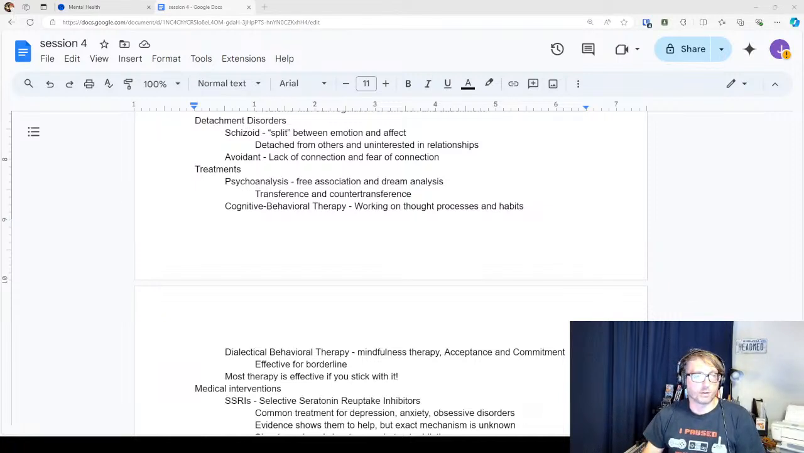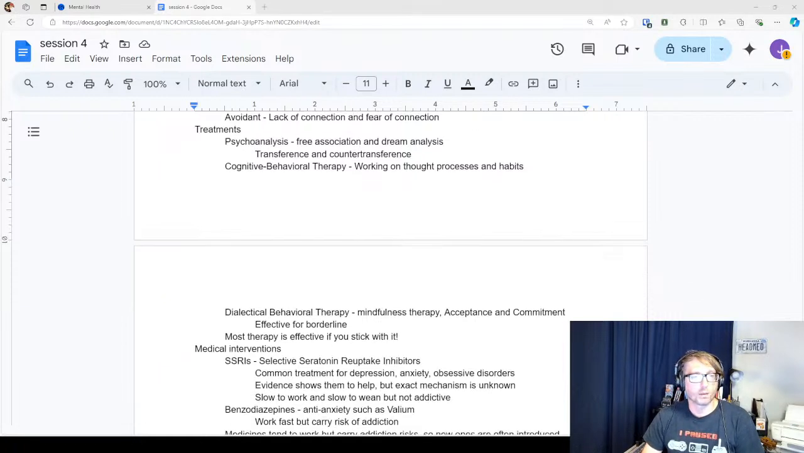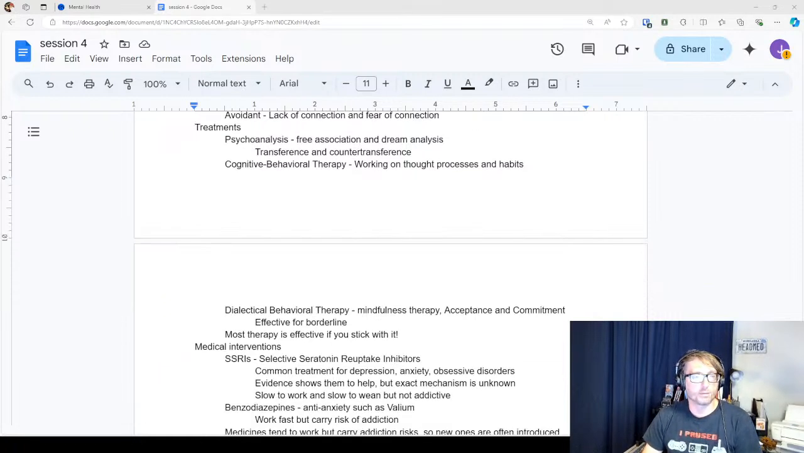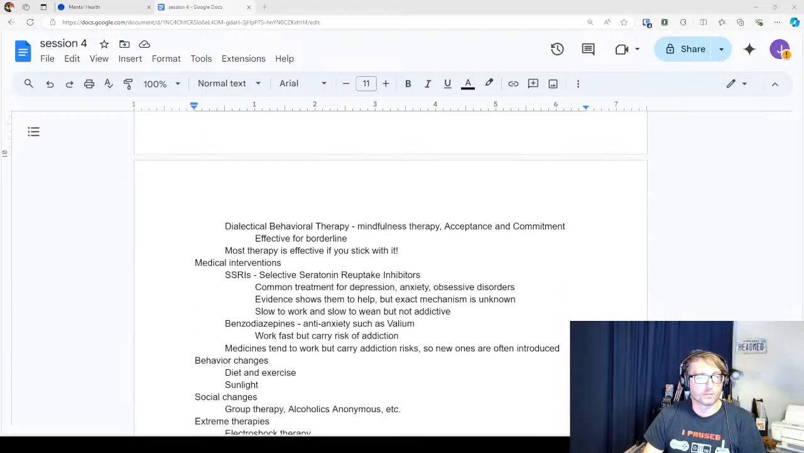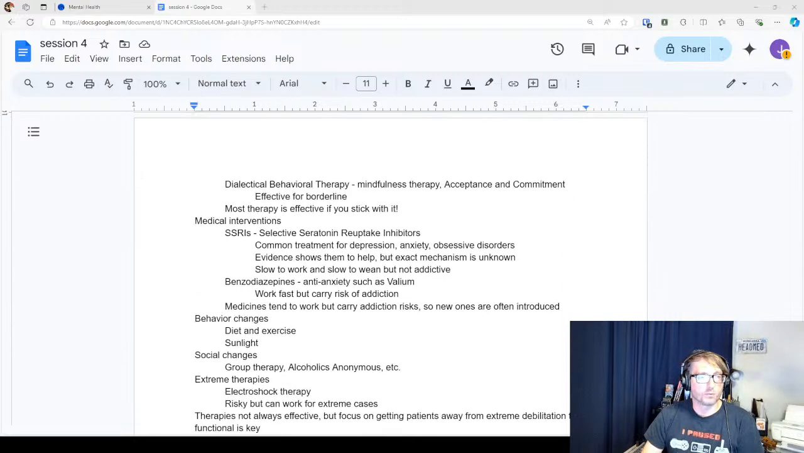And then we have our cognitive behavioral therapy, working on thought processes and habits, which is where you unpack that thought process and work on building positive habits in order to fix stuff in your thinking. So then we have our dialectical behavioral therapy, where they use mindfulness and things like that to increase your acceptance and commitment, and it's just learning to live with whatever your disorder is.